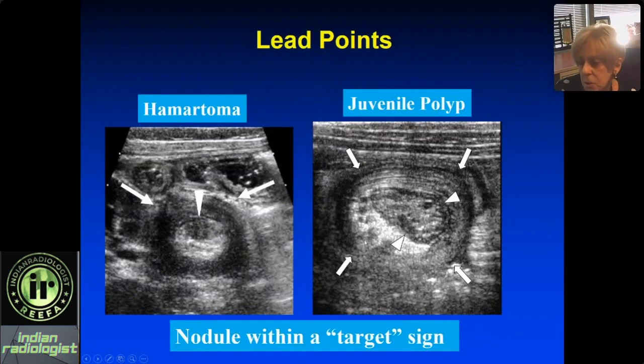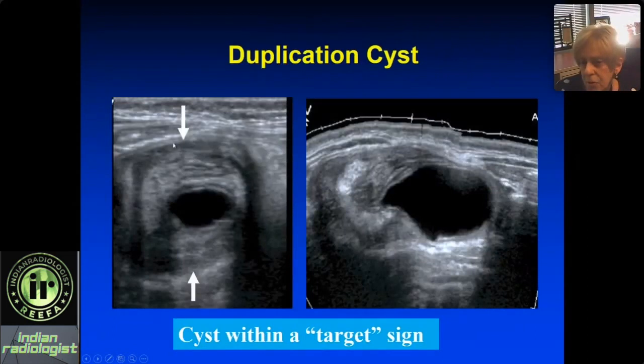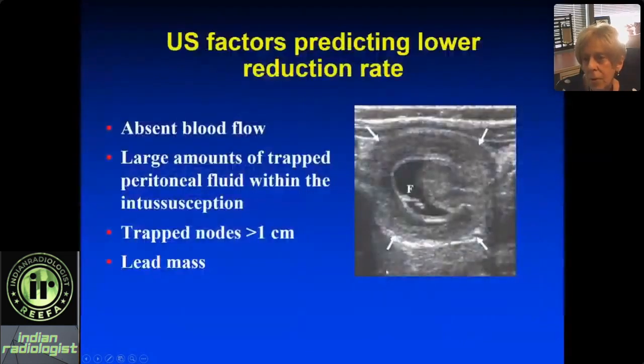This is an intussusception, target sign, multiple layers. The echogenic part is the mesentery and omentum. And this was a polyp. Here's another intussusception, multiple layers. There's an anechoic mass in this intussusception. That's a duplication cyst.